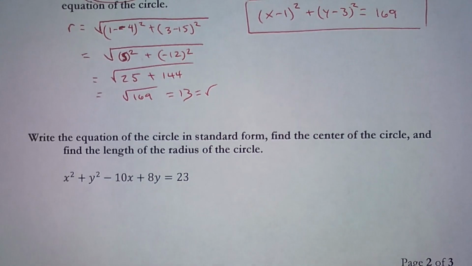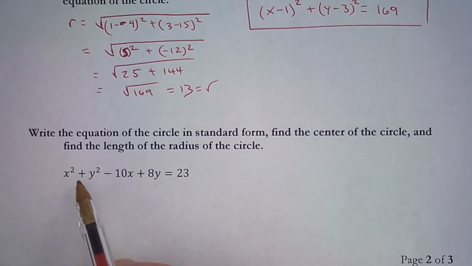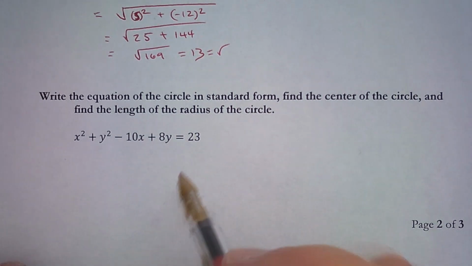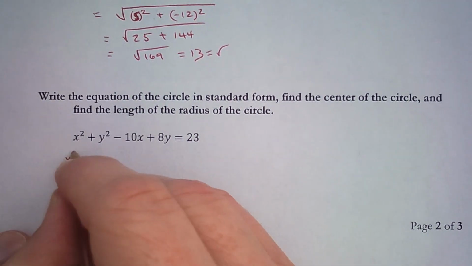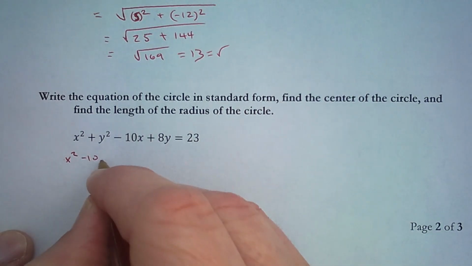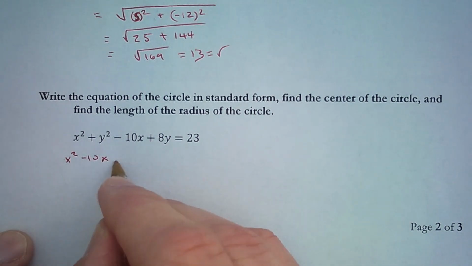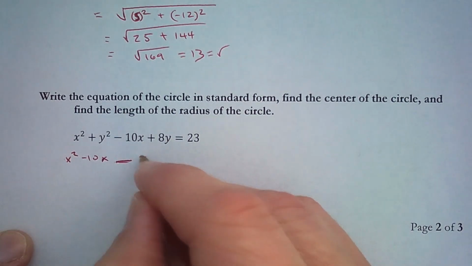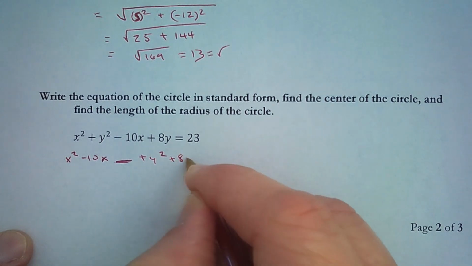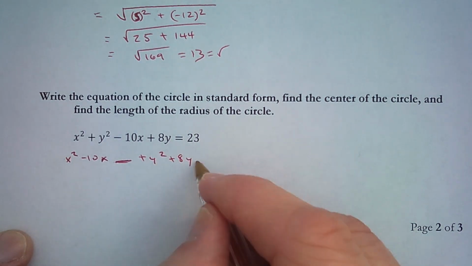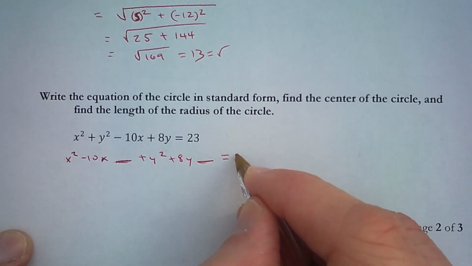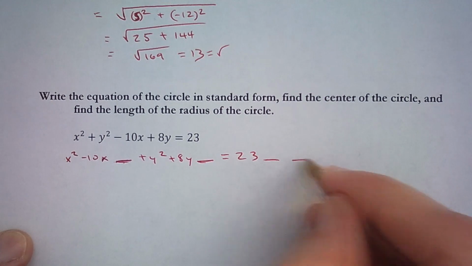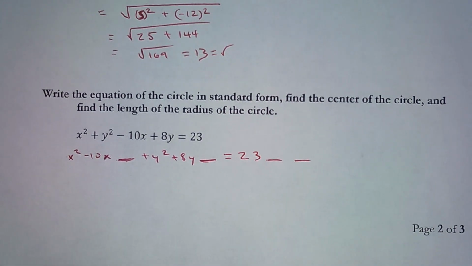Okay, and last on this page, we have an equation here that we want to put into standard form. So my first step is going to be collecting the similar variables. So we have x squared minus 10x, and since I have a squared and a first power, I'm going to leave a blank there for a c. And then I have plus y squared plus 8y, and because I have a squared and a first power, I'll leave a blank there for a c, equals 23. Now I put 2 blanks on the left side, so I need 2 matching blanks on the right side.